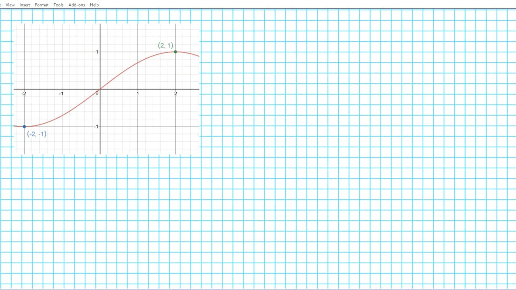Alright, let's take a look at question 2. We have a trigonometric function here. For question 2, let's say that the function f of x is sine of pi x over 4. Alright, so we want to find the value of the derivative at the extrema.